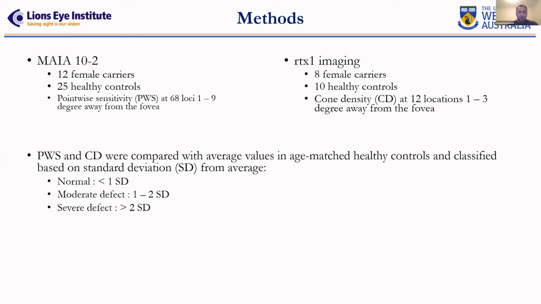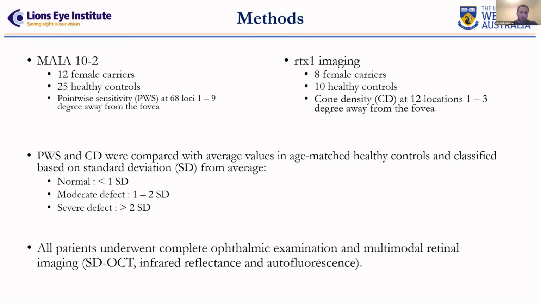And we defined pointwise sensitivity and cone density abnormality based on the standard deviation from the normal average, which was normal if it was less than 1 standard deviation below the normal average, a moderate defect if it was 1 to 2 standard deviations below the normal average, or a severe defect if it was more than 2 standard deviations below the normal average. All patients underwent complete ophthalmic examination and multimodal retinal imaging, including SD-OCT, infrared reflectance, and autofluorescence imaging.